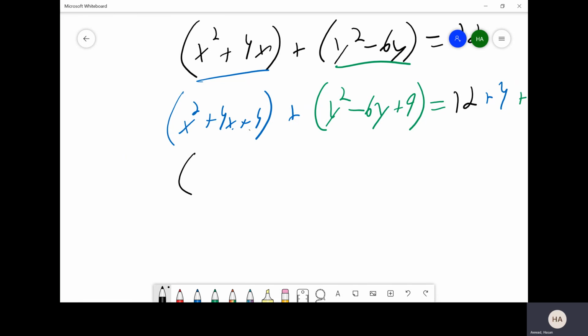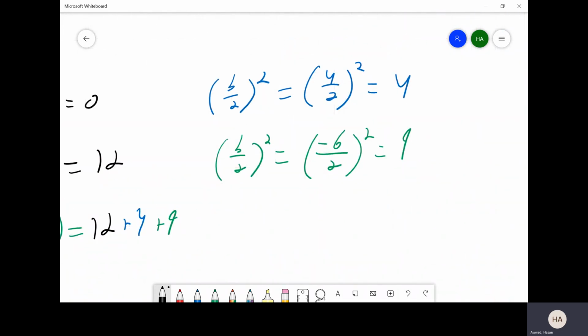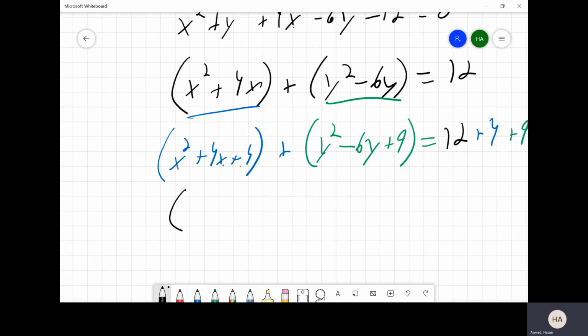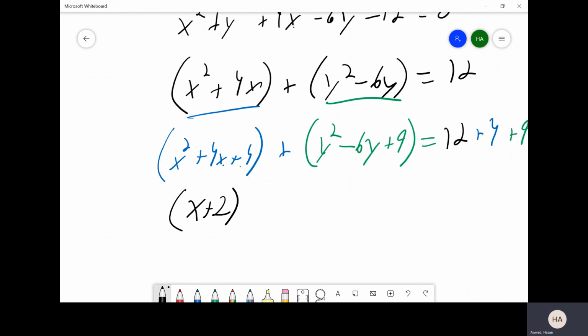But you should be able to just gain some intuition from this piece here, which is your b over 2. Essentially, whatever your b over 2 is, that's what it's going to be when you factor it, x plus whatever your b over 2 is. So in this case, b over 2 is 4 over 2, which is 2. So that means that we'd have x plus 2 squared.